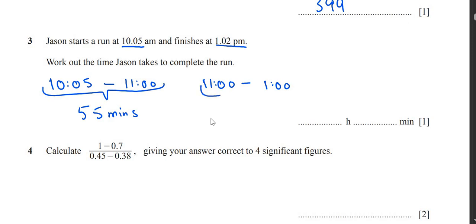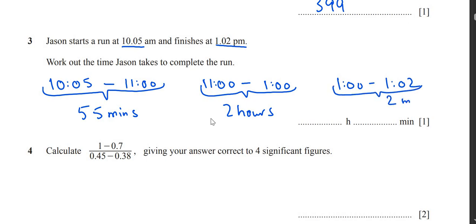Alright, then from 11 go up all the way till 1. So that's 12 and 1. It's 2 hours. Okay? 2 hours. And then from 1, go all the way up till 1:02. So that's actually just 2 minutes. So your total time is 2 hours, and 55 plus 2 is 57. 2 hours and 57 minutes.